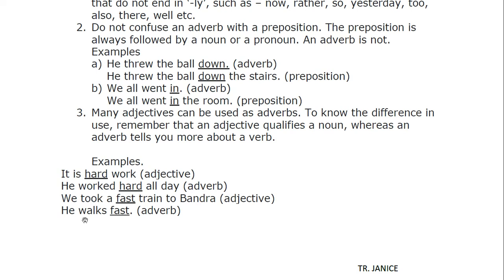Next sentence. We took a fast train to Bandra. Now, took is your action. Is it telling you how you took? No. This fast is describing the train. How was the train? The train was fast. And train is a noun. So it's not describing a verb. It's describing a noun. So it becomes an adjective.